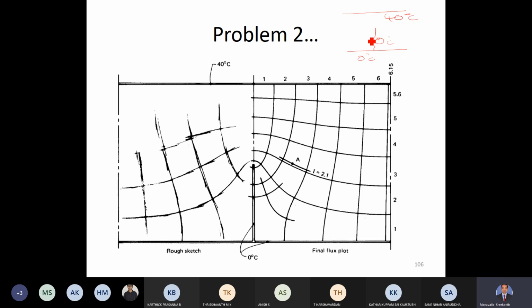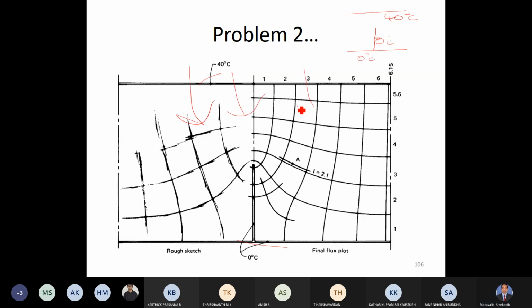Okay. So after construction, you have all these flux plots as you see, all the lines, isotherms and adiabats as you see. In this, we are asked to find out what will be the rate of heat transfer. Now we know that heat transfer takes place from high temperature to low temperature. So you see this side is 40 degrees and this side is 0 degrees. So heat transfer takes place in this direction.